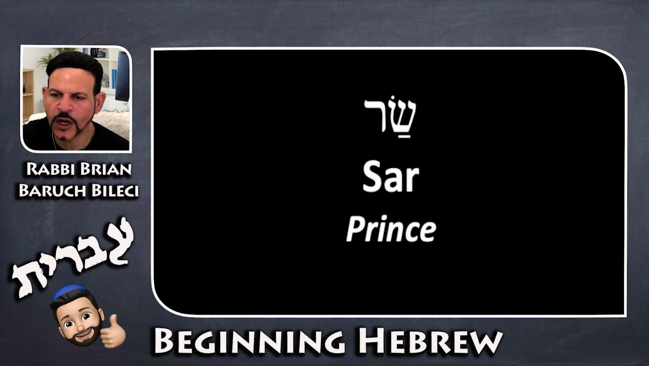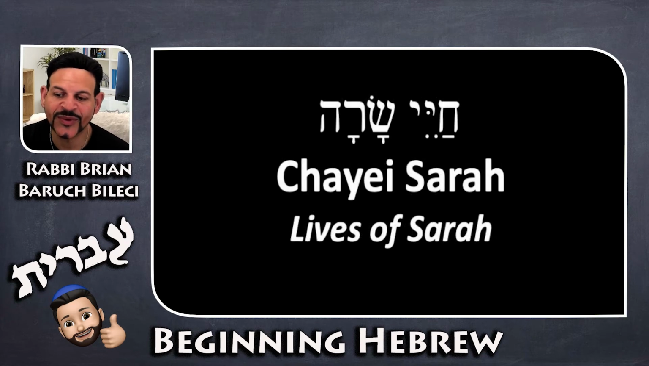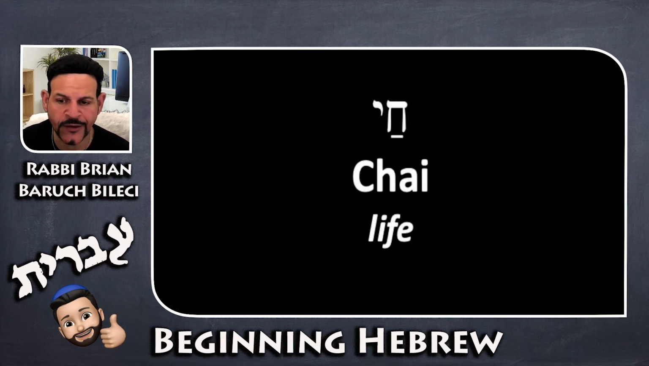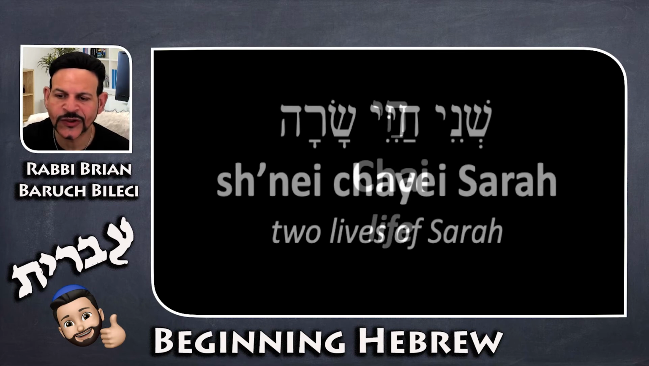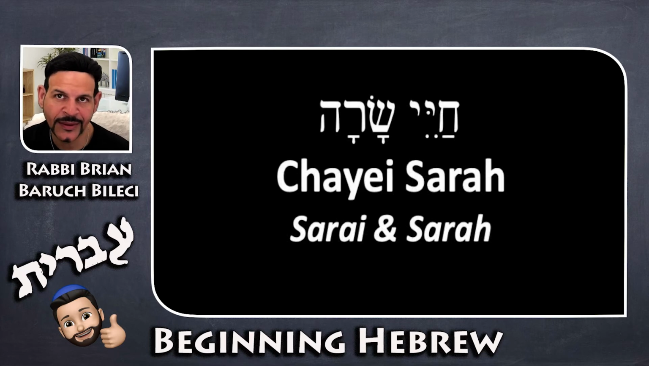Remember last week we talked about Chaye Sarah, meaning the lives of Sarah, and Chaye is plural, lives of, from the word Chai, life. And we said the text in Torah says Shnei Chaye Sarah, the two lives of Sarah, because she was Sarai in the first part of her life, and then she was Sarah. What's the purpose of the name change?